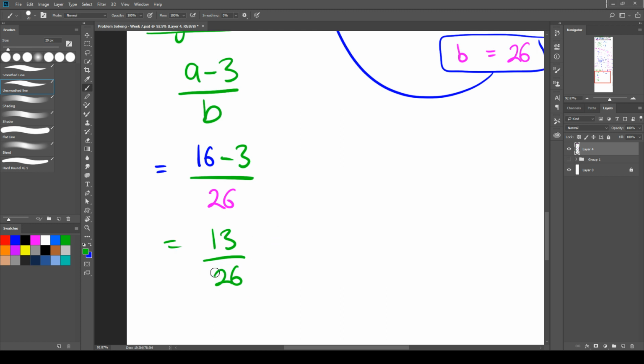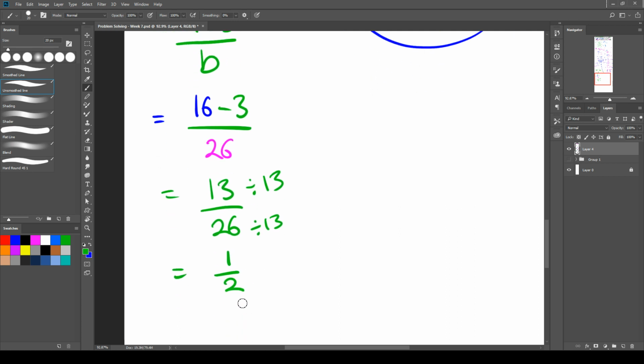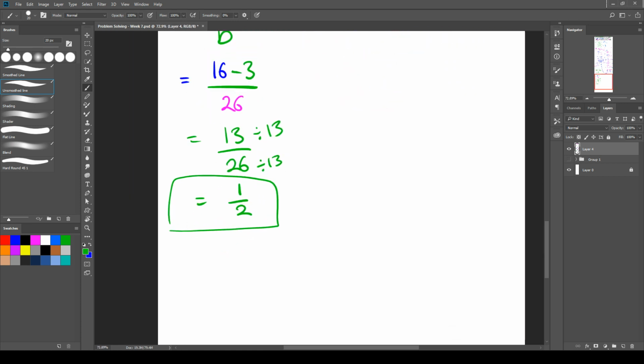Well, can I simplify this? Well, I can divide this by 13 and divide this by 13. And that gives me 13 divided by 13 is just 1. 26 divided by 13 is 2. So I get the answer is a half. Done. And if you really want to tie it off, you can say the original fraction is 1/2.